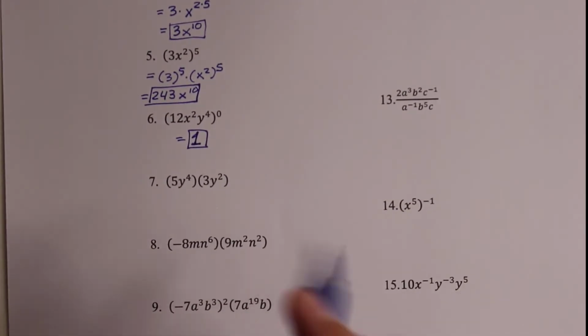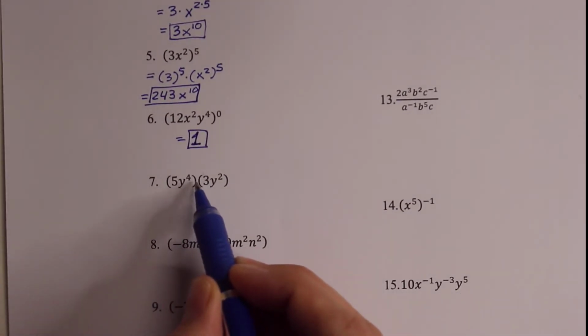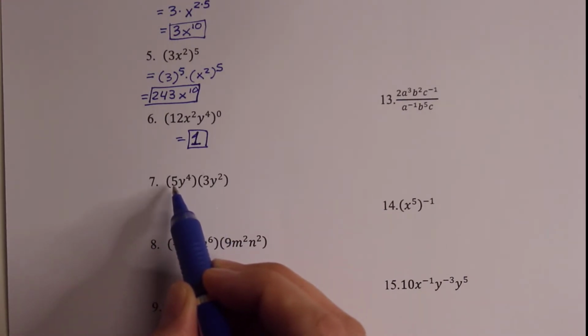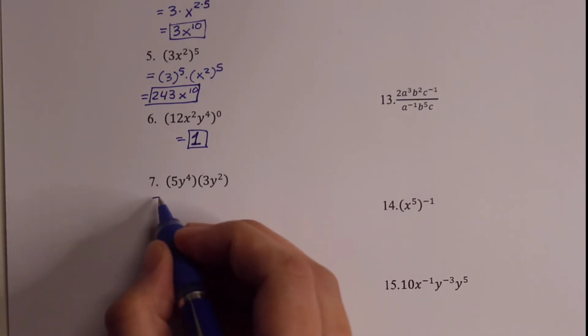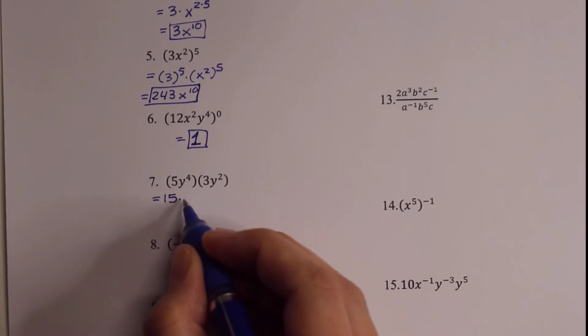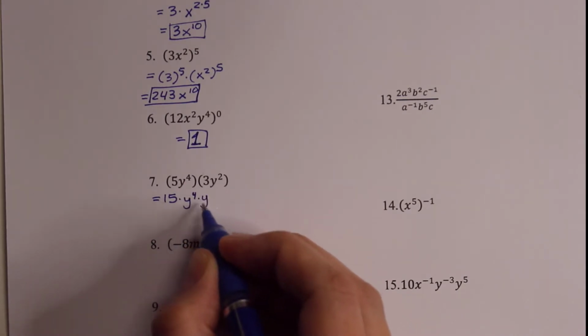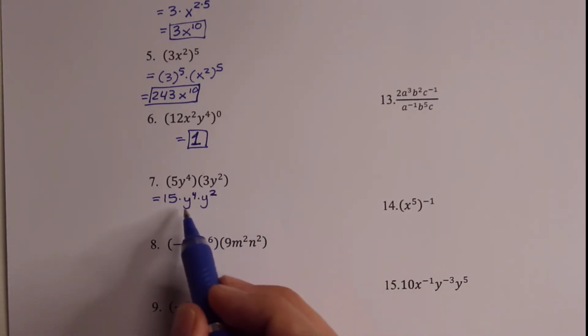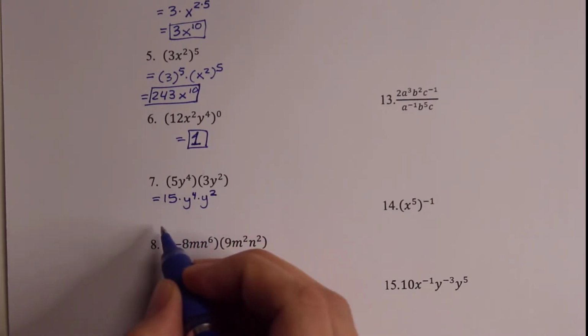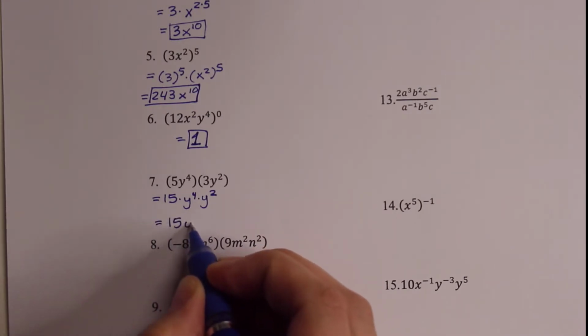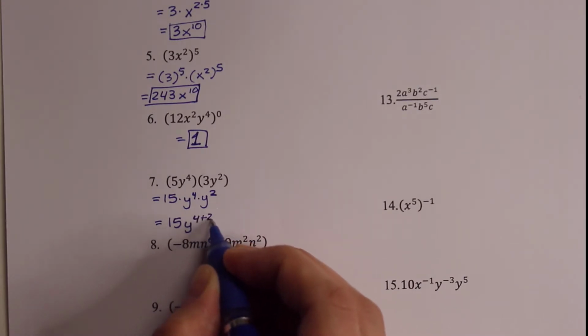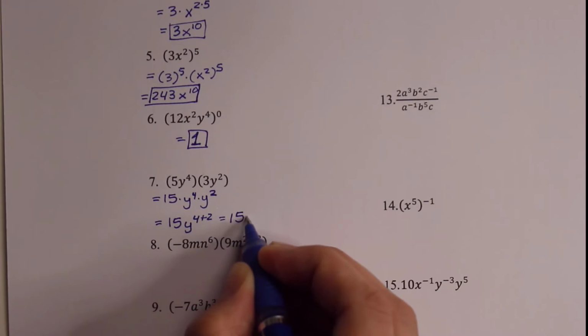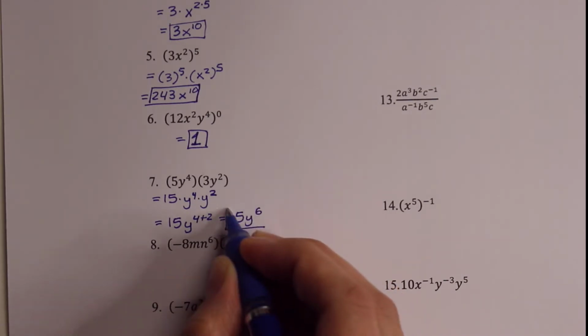Number 7, now we have multiplication here between these two factors, and so we're going to multiply and combine what we can. So it's a 5 times a 3, so that's 15. And then we have a y to the 4th times y squared. So this one is going to use your product rule, and the product rule says that you add the exponents when the bases are the same and they get multiplied. So this is y to the 4 plus 2 power, so this is 15 times y to the 6th.